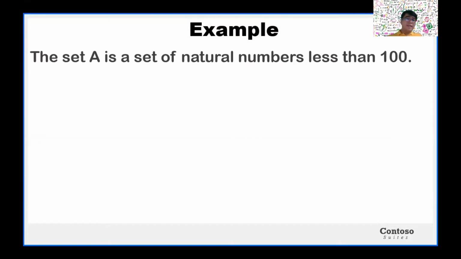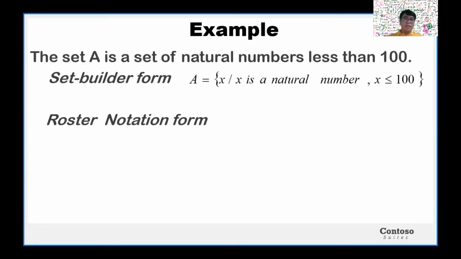Example: the set A is a set of natural numbers less than 100. We have two ways of writing this down, the set builder form and the roster notation form. In set builder form, we could rewrite this statement as A is equal to the set of x, where x is an element of A such that x is a natural number where x is less than or equal to 100. In roster notation form, we write it as A is equal to the set containing 1, 2, 3, and so forth until 100.